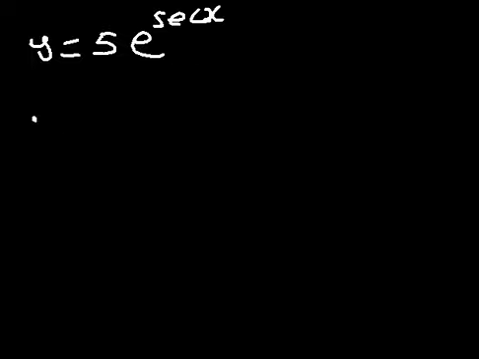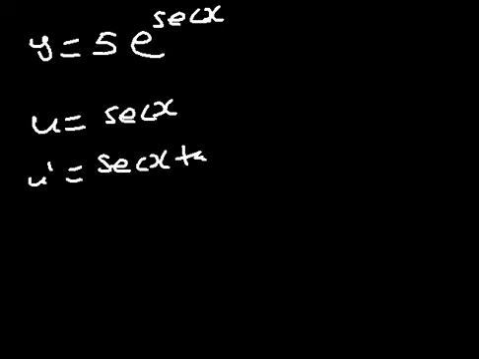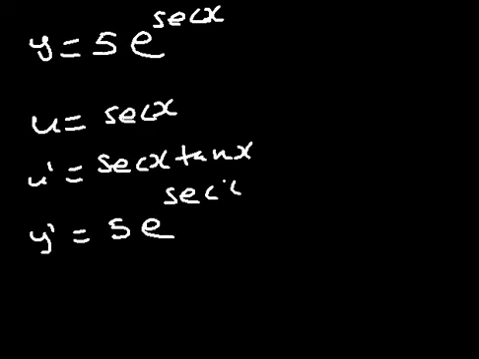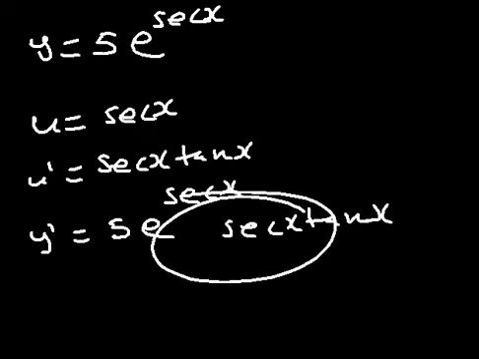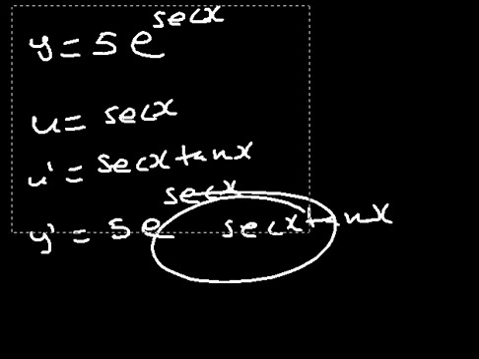Anyways, now we have u being given as sec x. The u prime is given as sec x tan x, because the derivative of sec x is sec x times tan x. So y prime will be given as 5 e to the power sec x times sec x tan x. So that is the derivative of that function. In other words, the same function times the derivative of the power. That's the essence behind it.